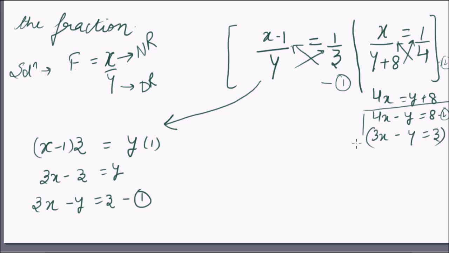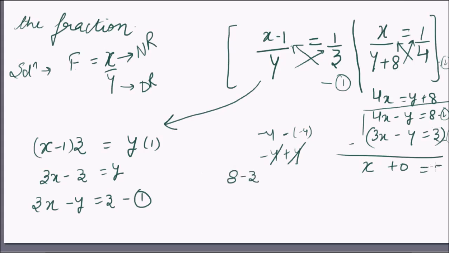Here, subtracting equation 1 from equation 2, we get 4x minus 3x as x, and minus y minus minus of y, that is minus y plus y, which gets cancelled. 8 minus 3 is 5. Thus all in all x equals 5.